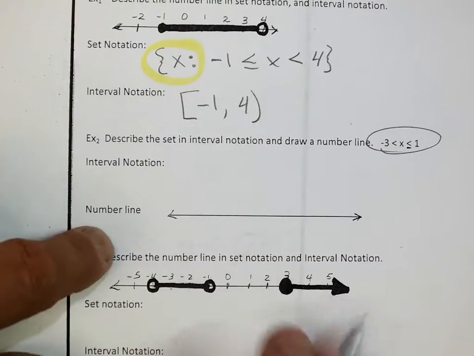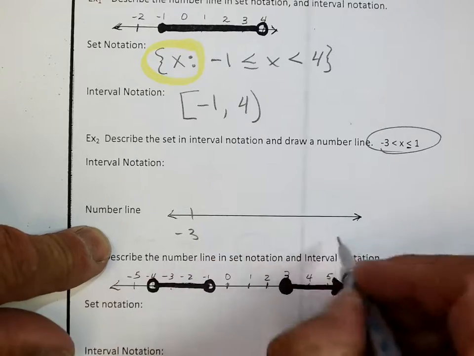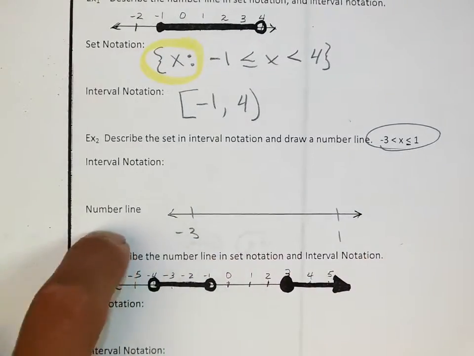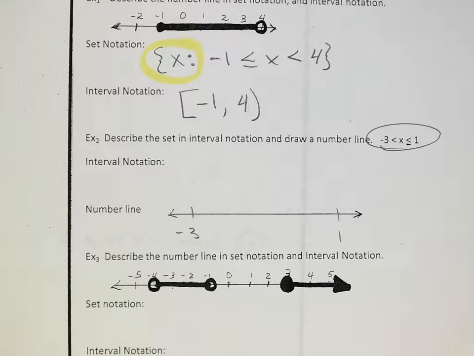So number line, let's go -3. We'll go 1, and you guys know all the numbers in between. You do not have to put all the numbers in between, only if you want to. But I know by the time you're sophomores, juniors in high school, you kind of know what the numbers are in between, right? Right, Nate? You're good on that? Of course you are.